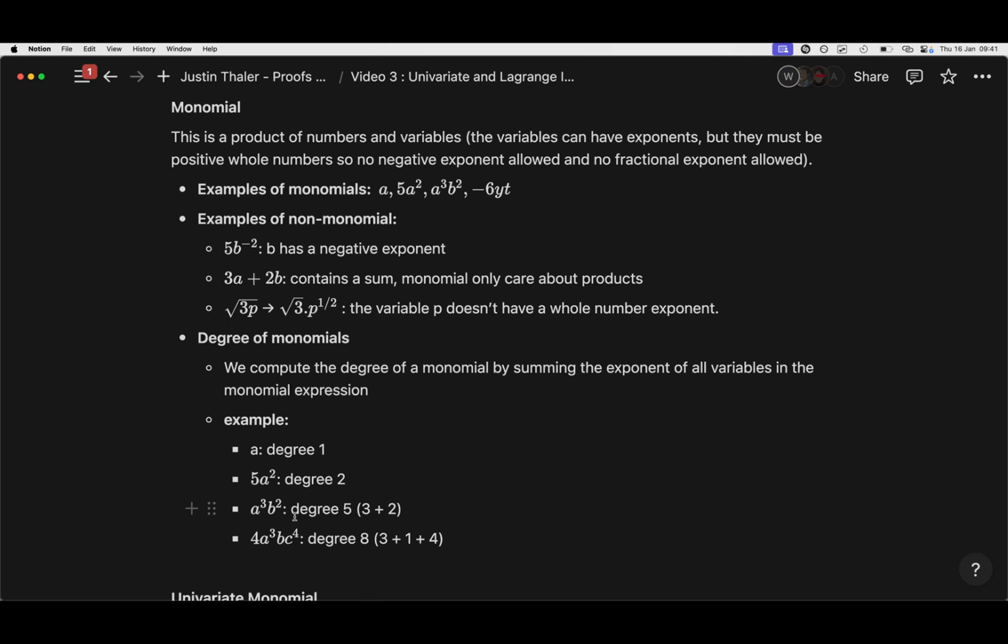How many points are on this board? Yeah, an infinite number of points.